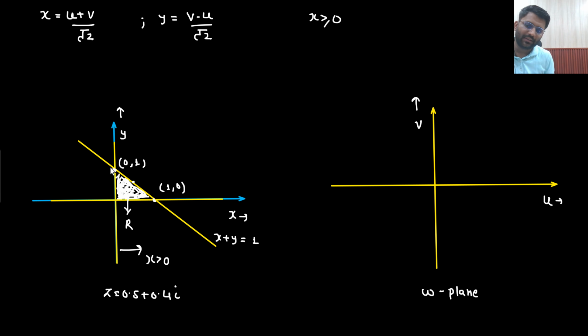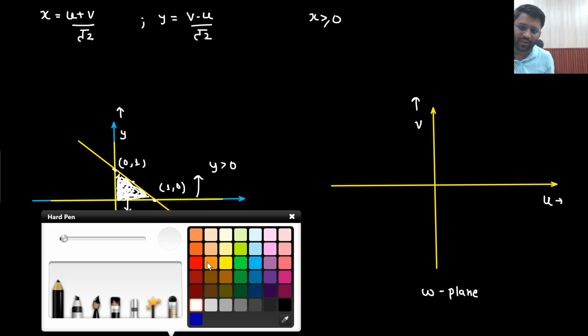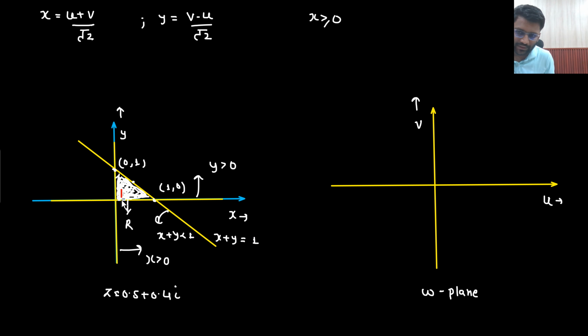What is this particular region? This particular region is y greater than 0. And what about this region? This region is x plus y less than 1. Say yes or no? y greater than 0, x greater than 0, x plus y less than 1, then the common region will be this. Like what you need to take? You need to take this particular region and this particular region.